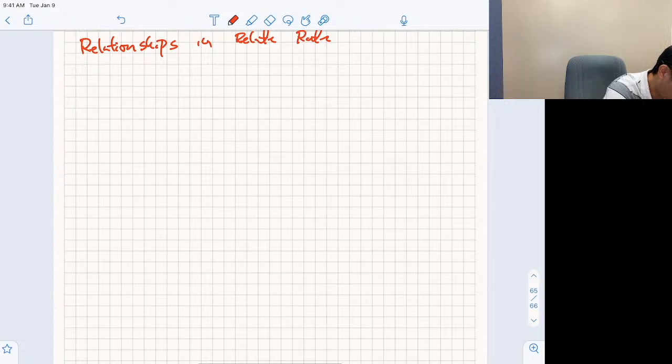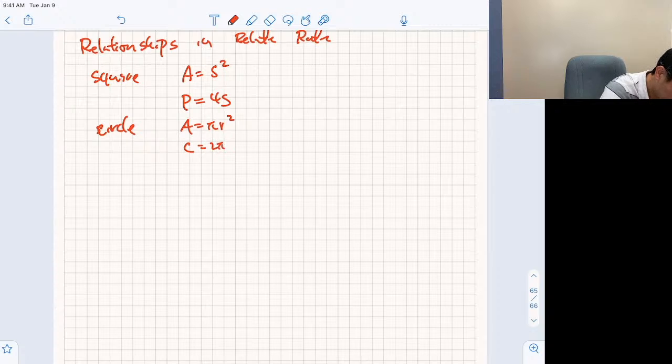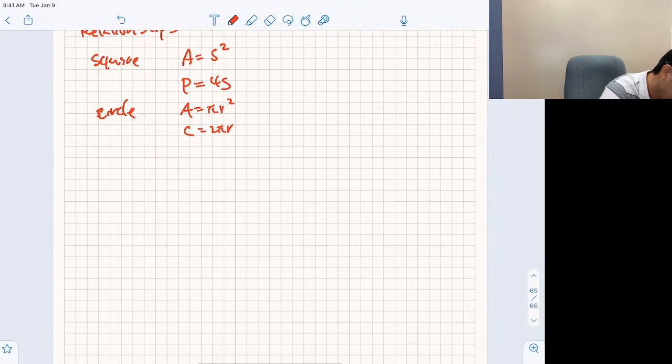Let's just say I have a square. What is the area of a square? Side squared. How about perimeter? 4 times side. Good. How about a circle? A equals pi r squared. And circumference? 2 pi r. Okay, good so far.